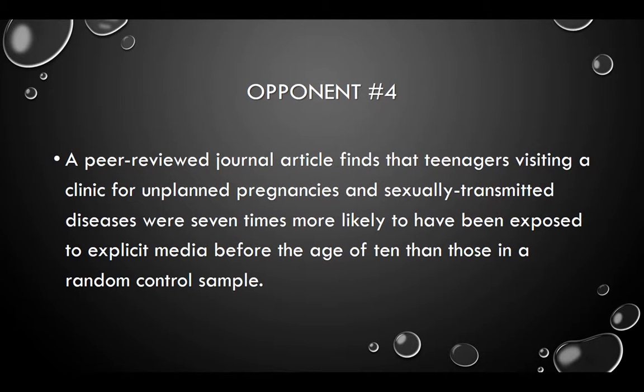Here we go. Now we have a peer-reviewed journal article. So now we're getting into a place where we have some respectable sources that we might really want to consider a formidable opponent. This peer-reviewed journal article found that teenagers who visited a clinic for unplanned pregnancies and sexually transmitted diseases were 7 times more likely to have been exposed to explicit media before the age of 10 than those in a random control sample.